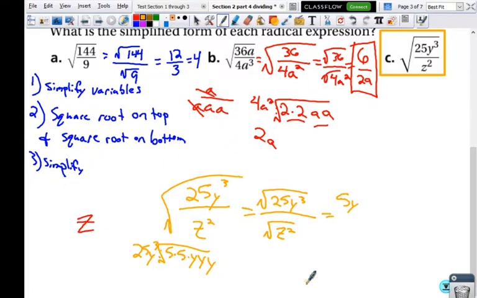But 5's got kicked out, a pair of y's got kicked out. I still have a y left over, right? So it's going back inside the square root. So I have 5y square root y on top. Okay? This doesn't make sense. 5's got kicked out. And then we have 3 y's, right? I don't know. The answer I got was 5y to the third over 1z.